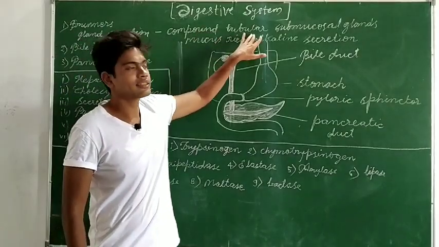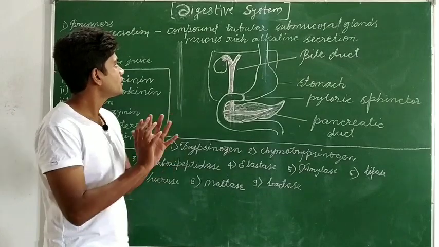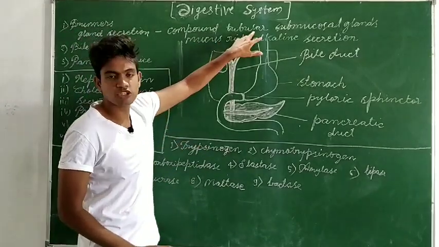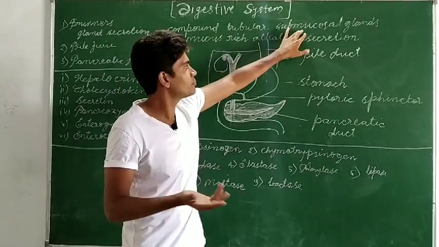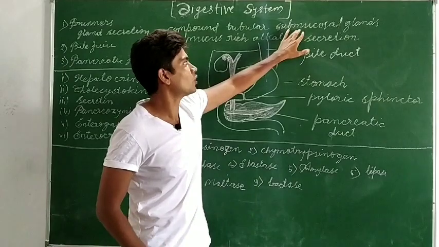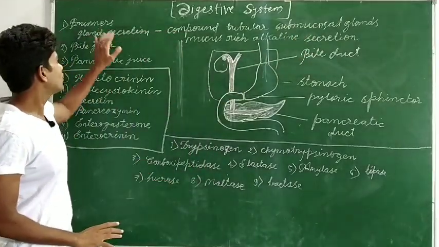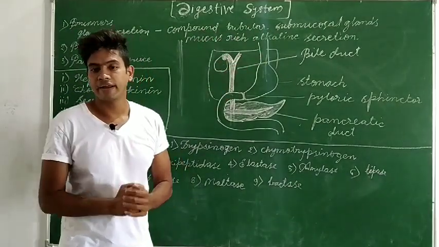They are tubular. They are like tubes. Because they are a group, they are called compound. Because they are tube-like, they are called tubular. Because they are located in the submucosal layer, they are called submucosal glands. So in this way, we can define Brunner's glands as compound tubular submucosal glands.